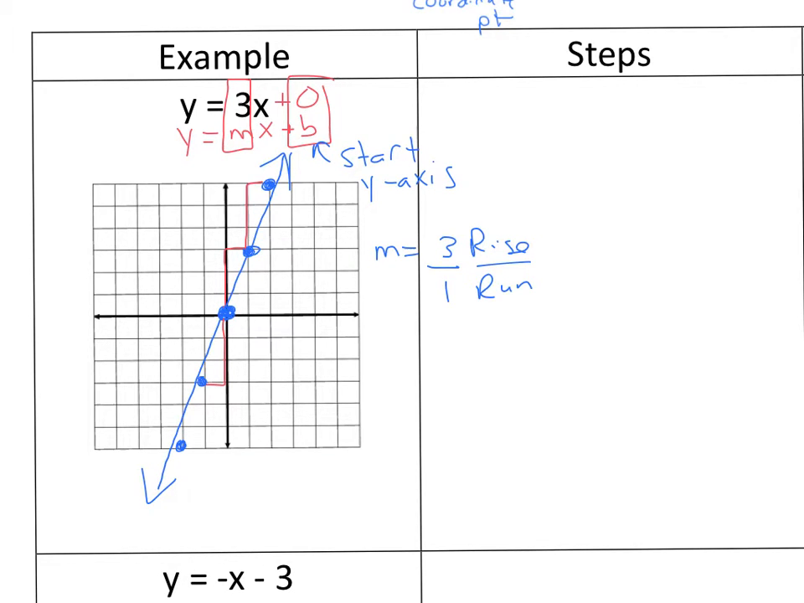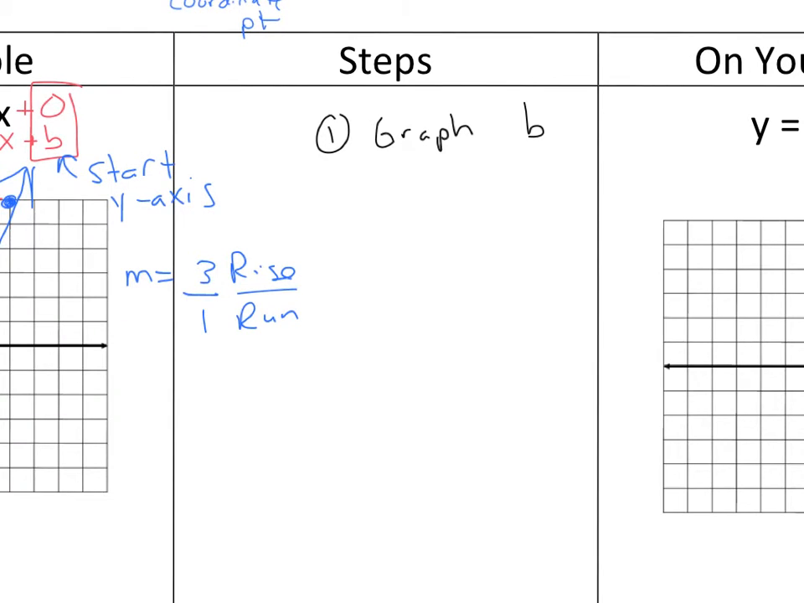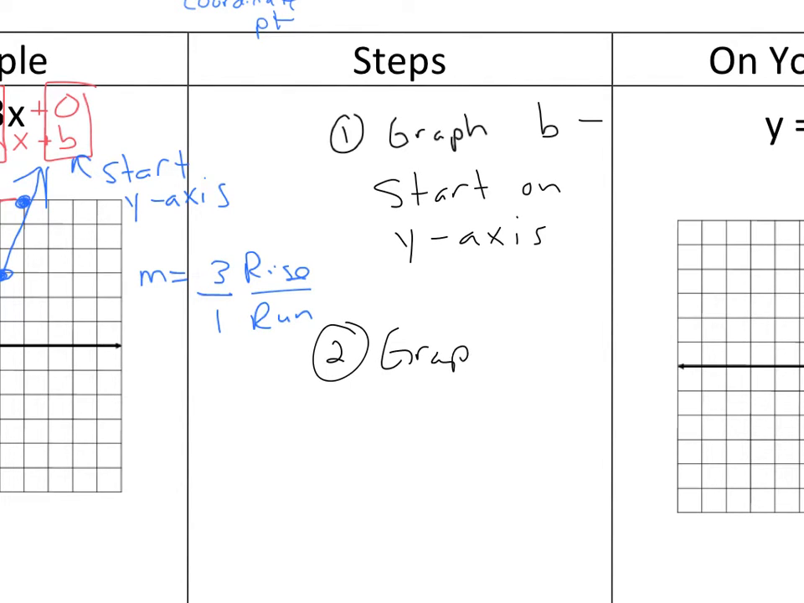Okay, so now when we're doing our steps here, step 1, we're going to graph b, which is our y-intercept. Now make sure that this actually does stay on your y-axis. That's very important, okay? So graph b. Start on the y-axis. Then step 2, graph the slope. I want you thinking of rise over run when you do that. So make everything in terms of a fraction.